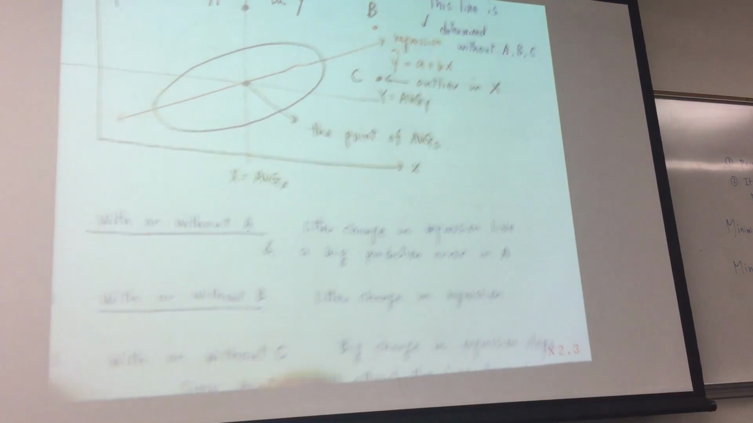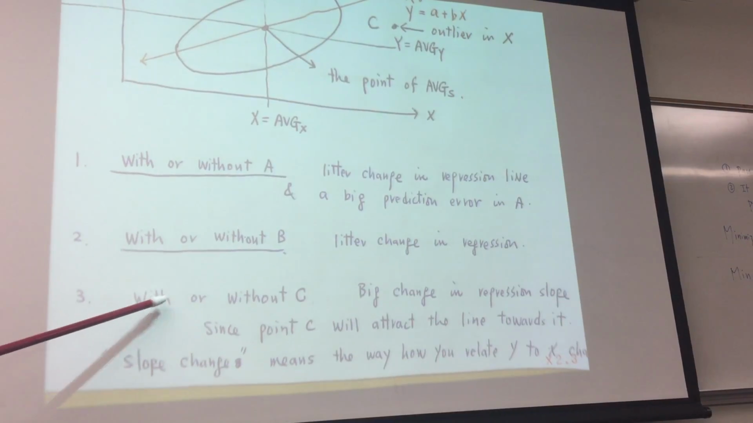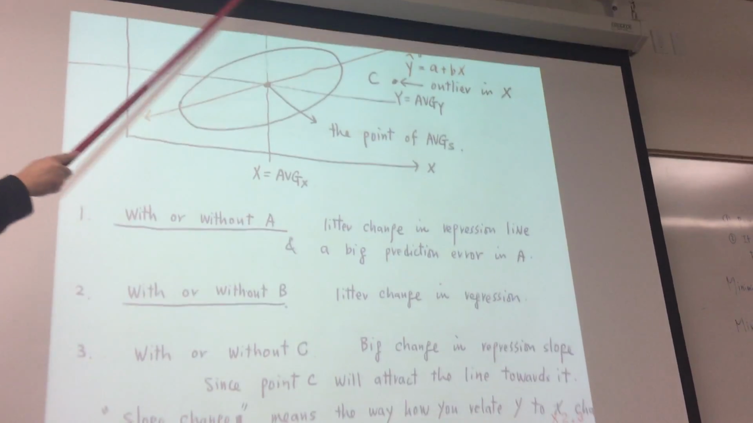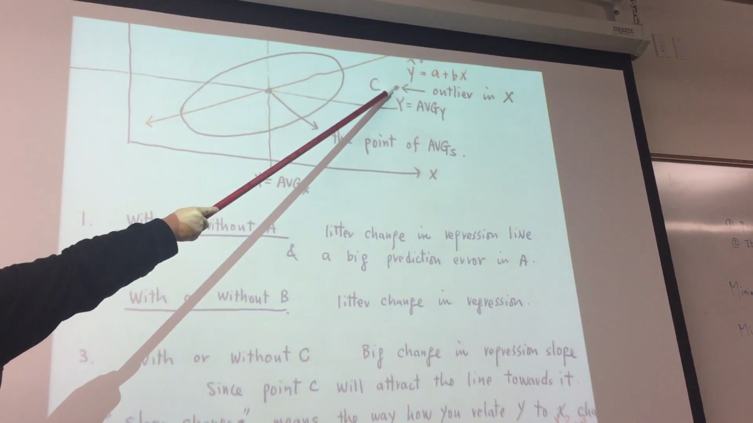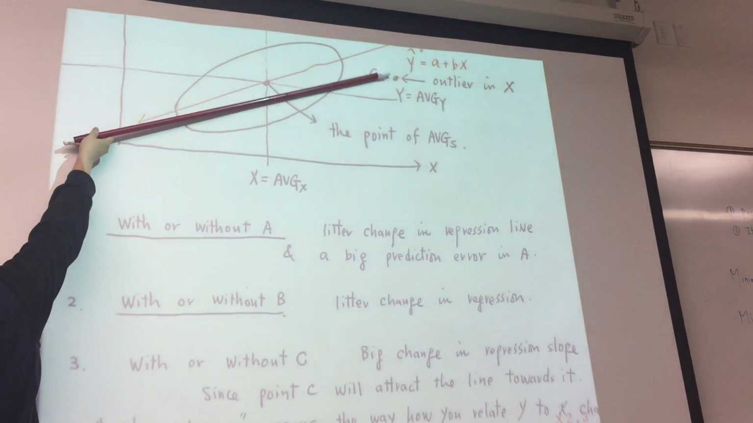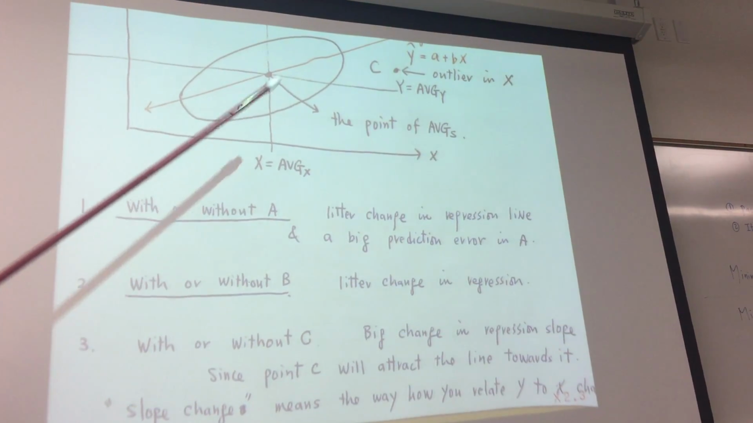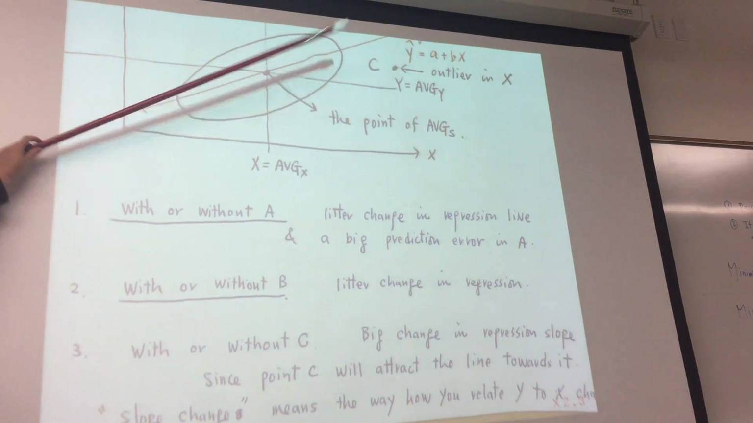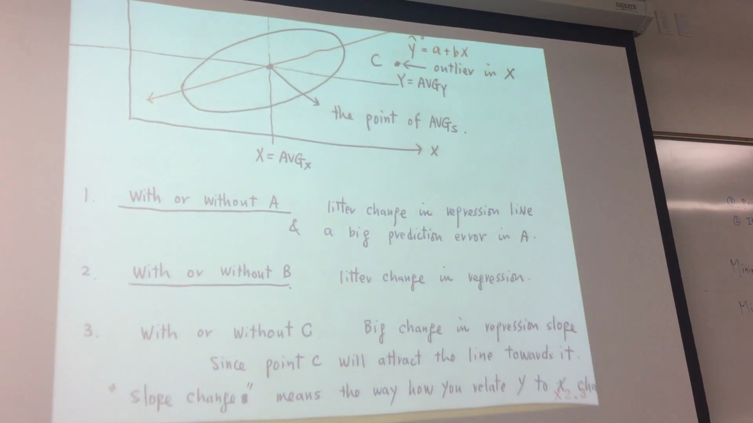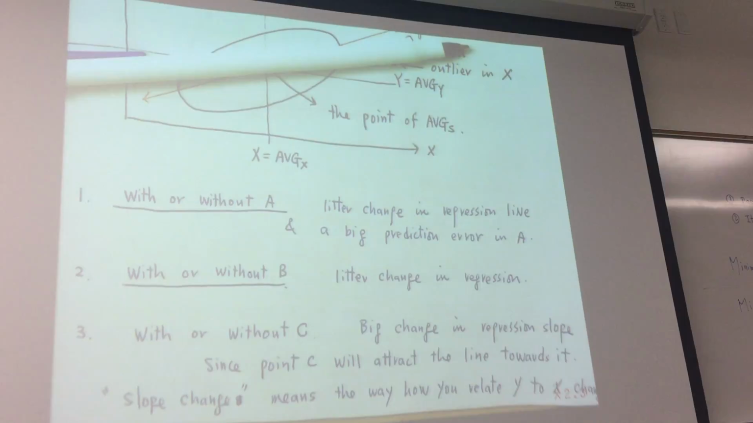Now, the one that is influential is the last one, okay? With or without C. You don't have A, you don't have B, you have only C. When you add C, what happened? The line will be attracted towards C to minimize the vertical distance to C. Are you with me? This is very much feasible. Why is it feasible? Let me explain to you, okay? You can move towards the point. And that's feasible.